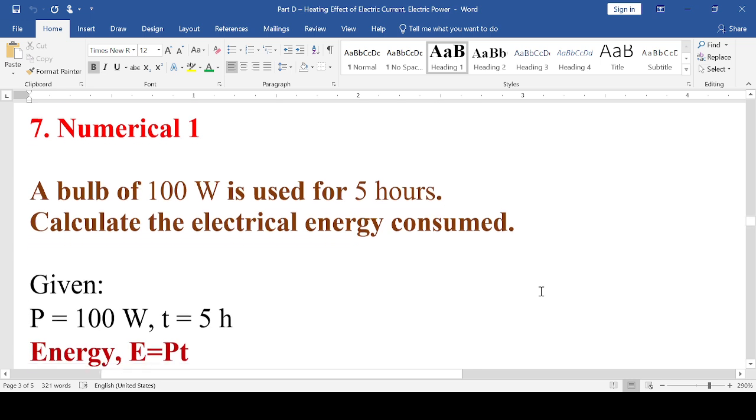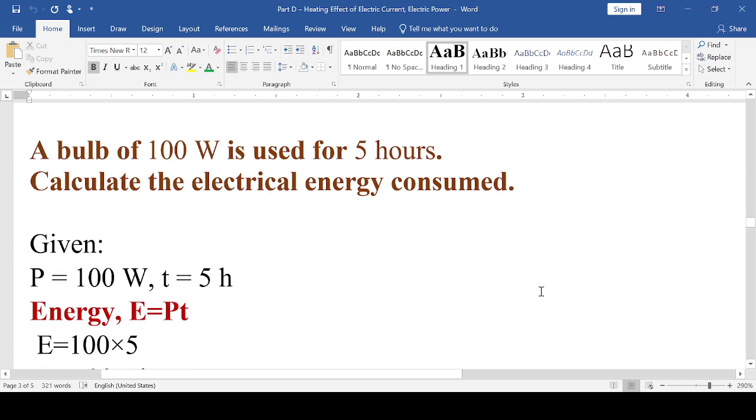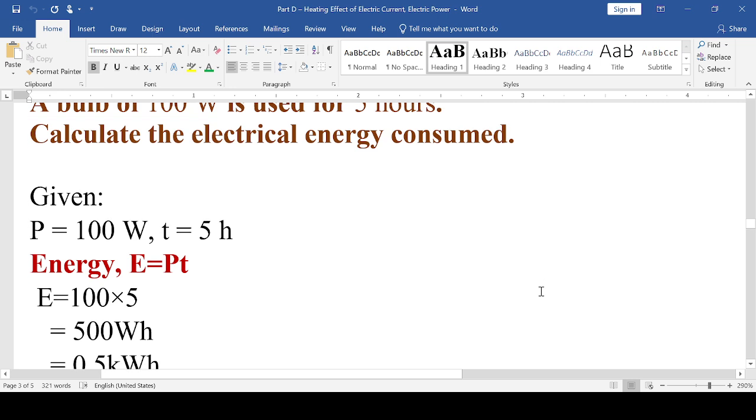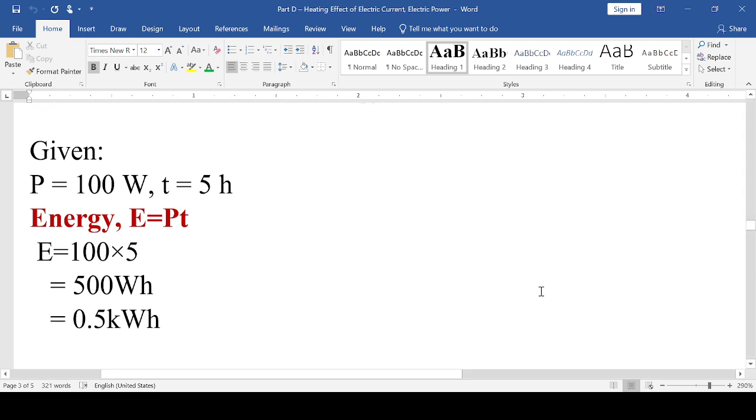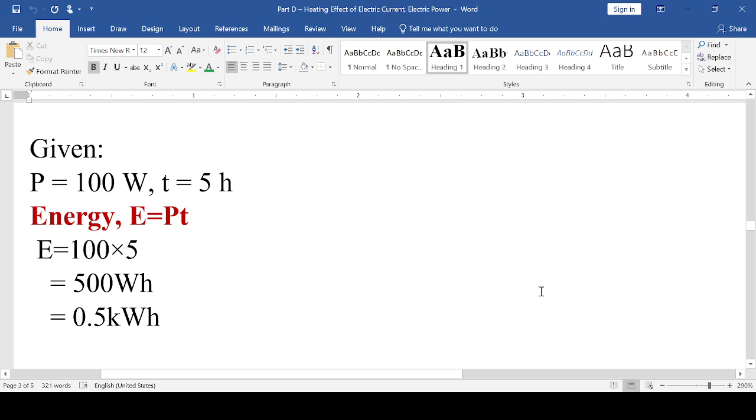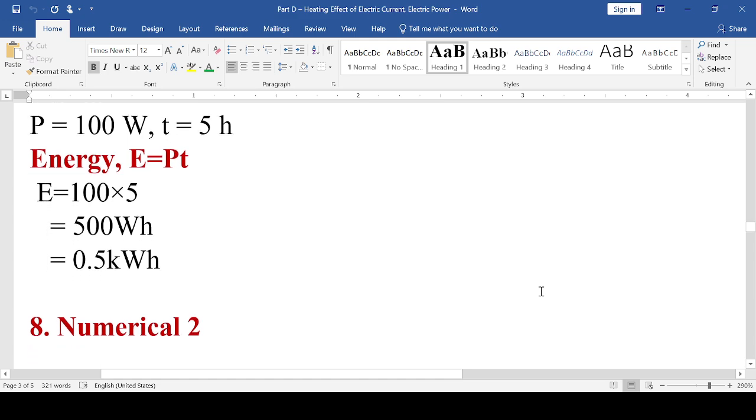Related to that we have some numericals. Here you have a bulb of 100 watts used for 5 hours. What you need to find? You need to find the electrical energy consumed. Write down the given. Power is 100 watts and time is 5 hours. So energy E equal to P times T. Always remember the unit is watt hour only, so no need to convert into seconds here. So 100 times 5 is 500 watt hour. Convert into kilo by dividing by 1000. So energy will be equal to 0.5 kilowatt hour.